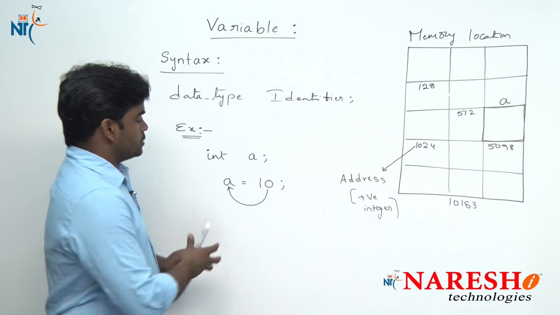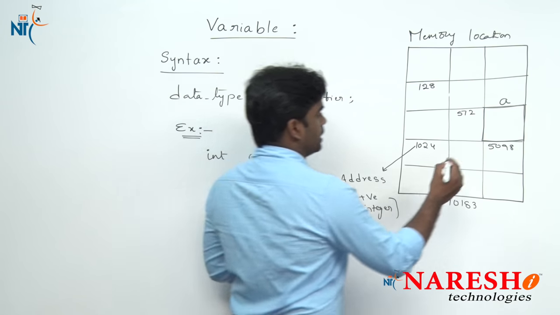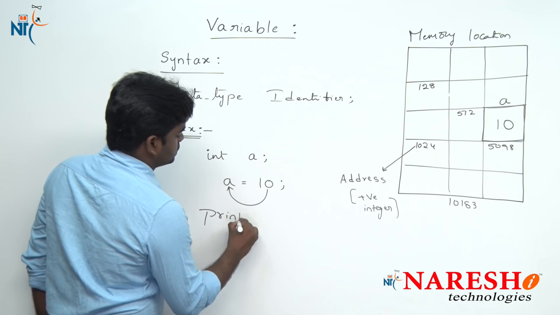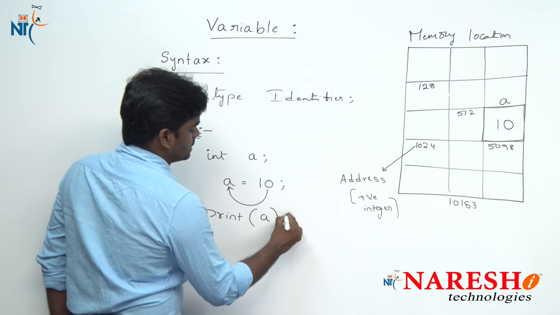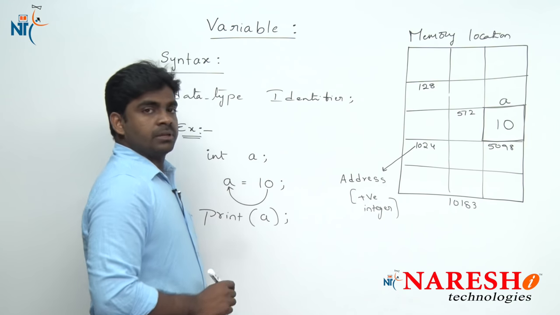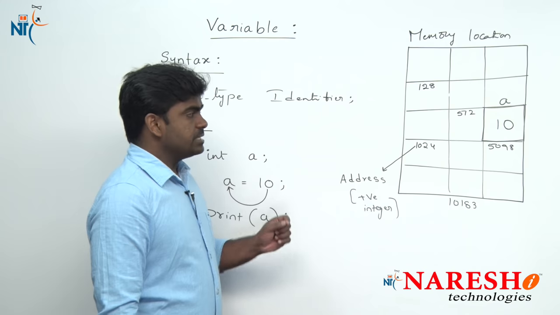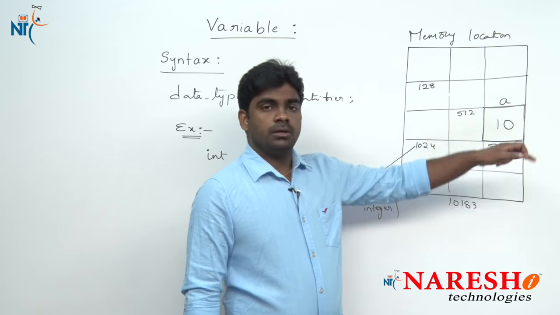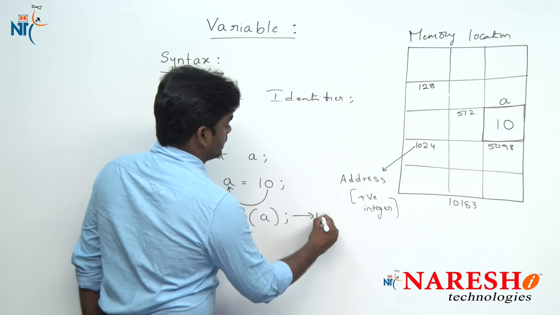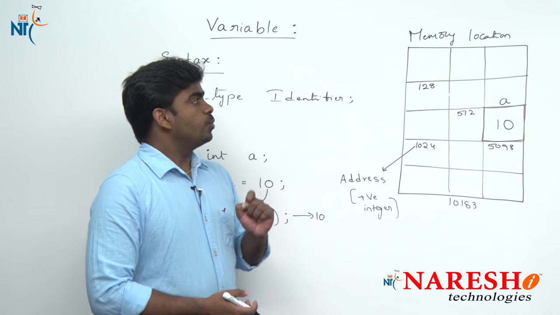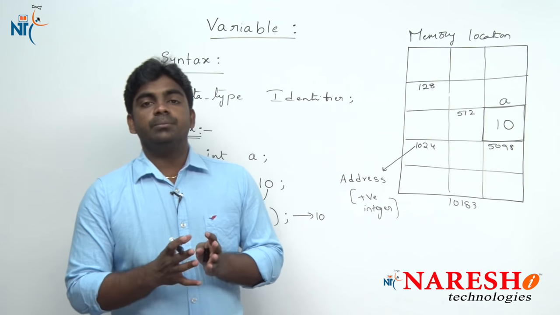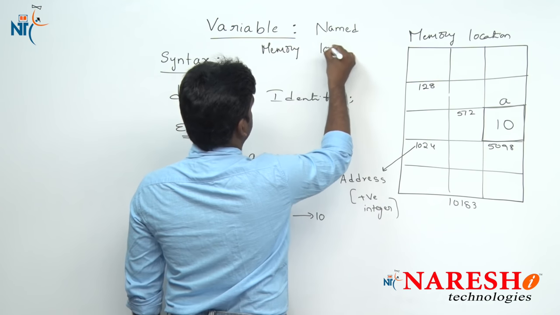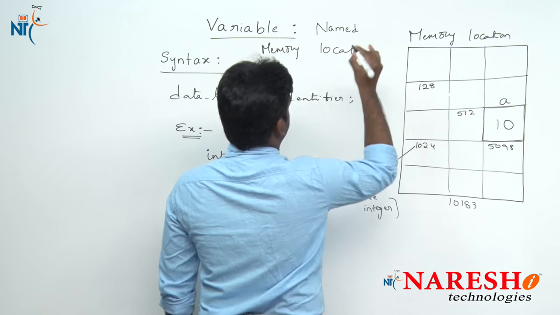So here, A equals 10 means the 10 will go and be stored in this location. Later, if you want to access it, whatever operations you perform, if I just want to print 10, simply you can print A. Then it will search for the value stored inside the memory location A, which is 10, so the output is 10. So simply, what is a variable finally? A named memory location is called a variable.